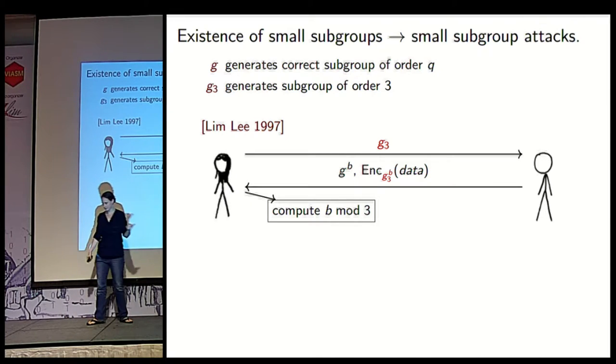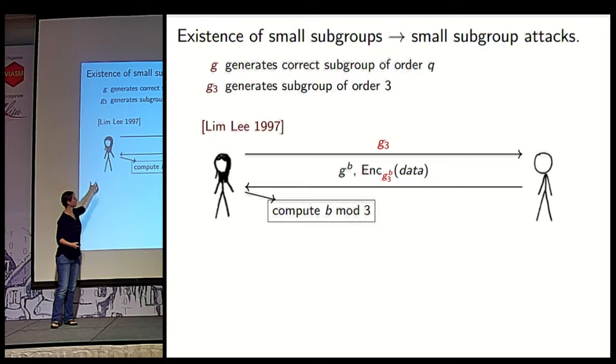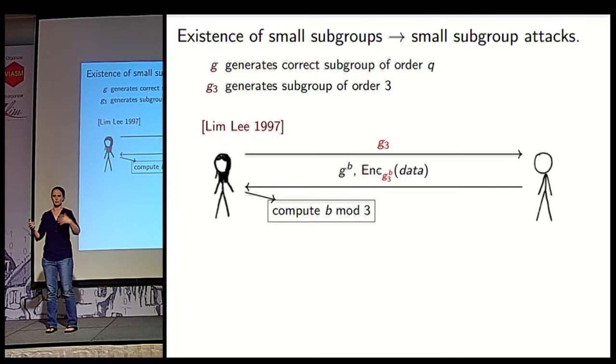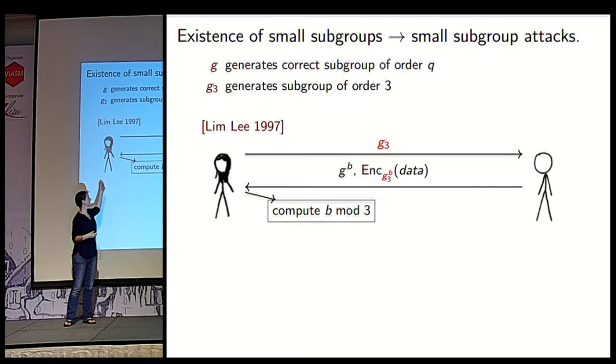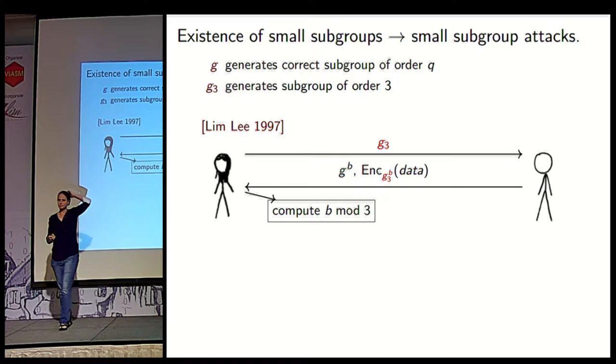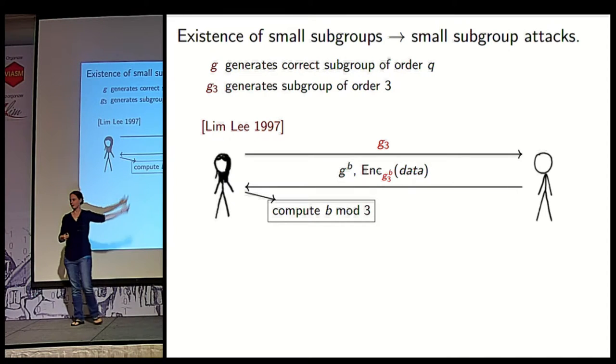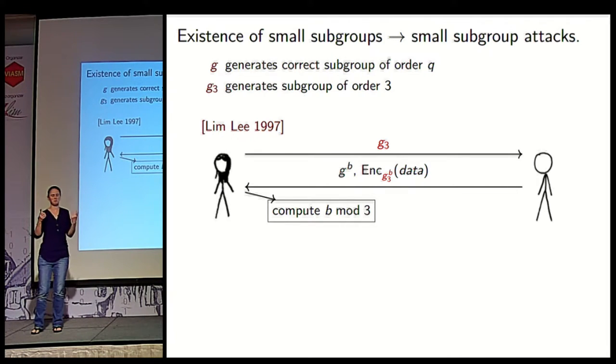Then he thinks his shared secret is going to be the value that Eve sent, g3, raised to the bth power. And this is going to be contained in a subgroup of order 3. So many protocols will then have some behavior that depends on the value of the negotiated shared secret. And if the behavior of the protocol, or a value that Bob sends over, depends on this value and leaks some information about it to Eve, she might be able to compute the value of Bob's secret exponent mod 3. And this is going to take at most time O(3).